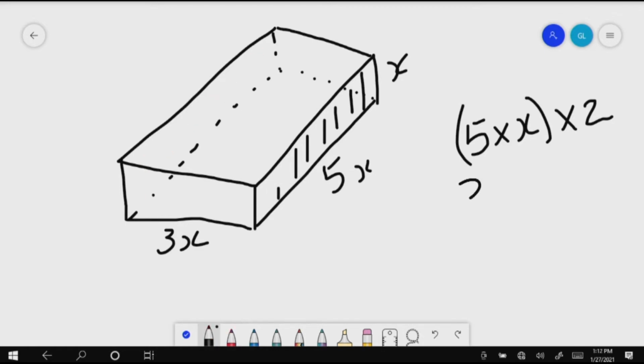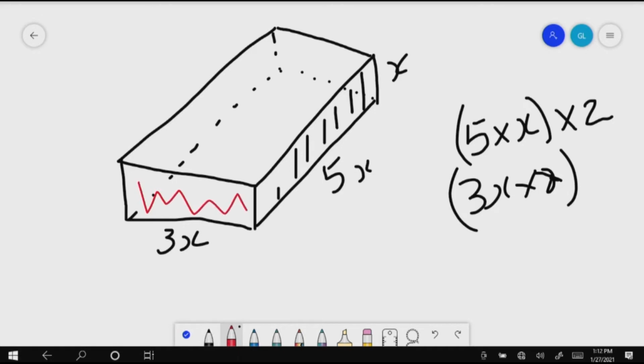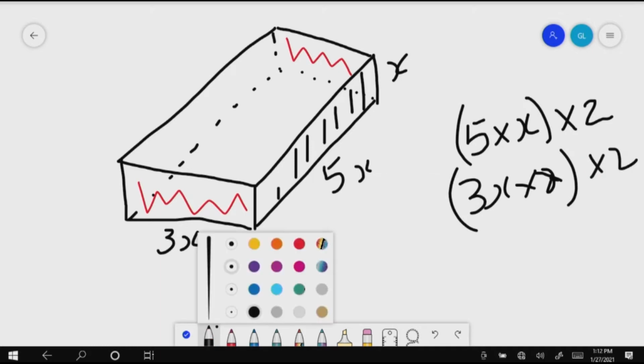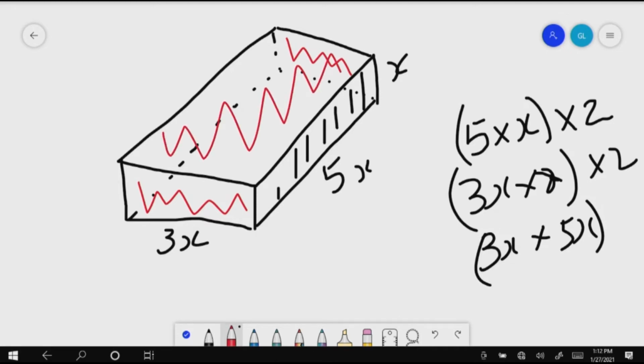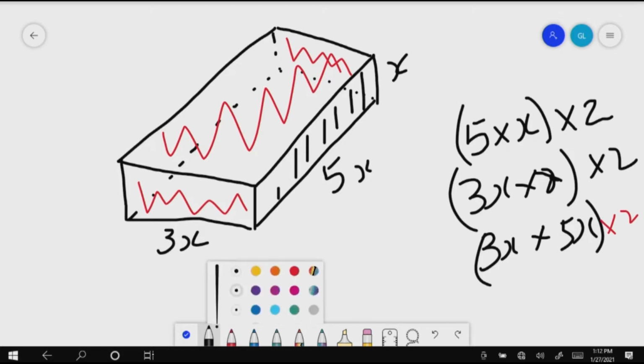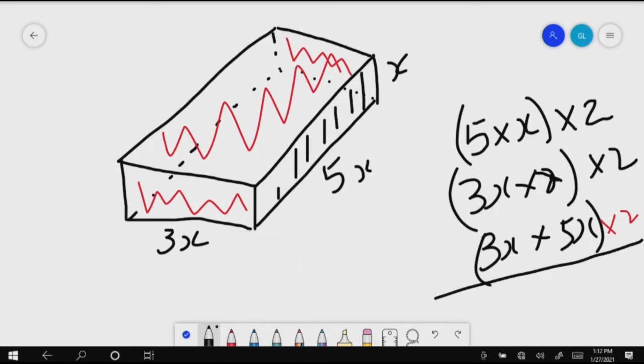Likewise, 3x times x, which would have this face corresponding to this face. So we'd have 2 identical faces. And we have the top face, which is 3x times 5x, which is this face, and the bottom face, times 2. So we have some identical faces that we need to total up before we have our total surface area.